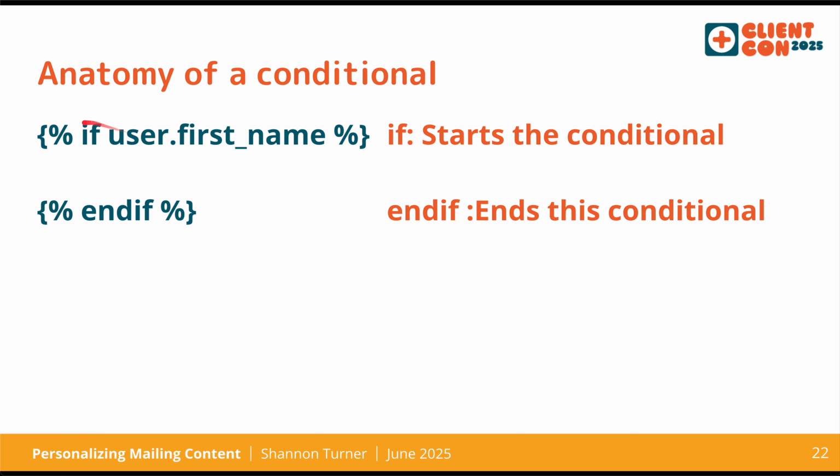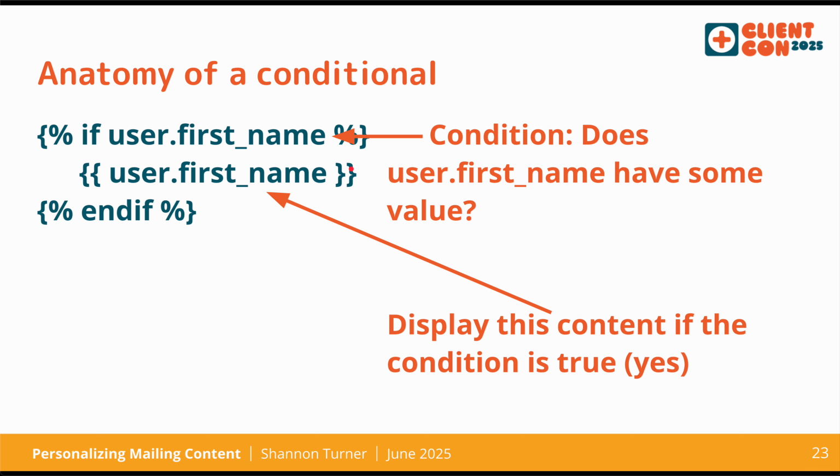The if, and all of this is case sensitive, starts the conditional, and the endif ends the conditional. I want to really emphasize here that the syntax is very, very precise. So here, the condition is, does user.firstname have some value? Is there something in that variable? And if there is, then we display everything that comes between this if tag and this endif tag. In this example, that's displaying the user's first name.